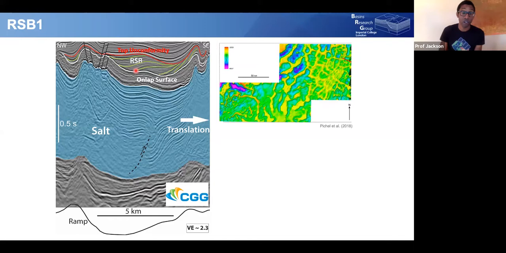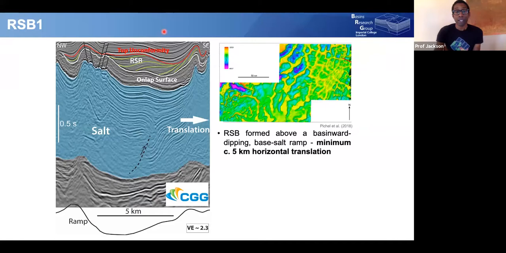This Ramp-Syncline basin, as you can see sketched in here, is related to the base salt relief sketched in here. And you can see that these are related to translation of the salt and the overburden over a fairly major, several hundreds of meter tall base salt ramp. So in this case, we measure the onlap point from around about here, the first onlap point in the Ramp-Syncline basin, back to the top of the ramp, and that gives us a minimum horizontal translation distance of around about 5 kilometers.